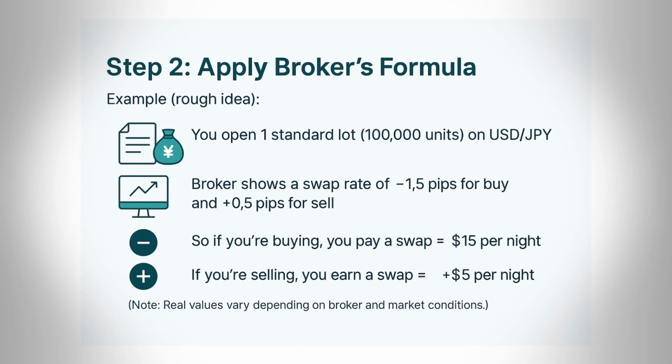So let's say you open one standard lot on USD JPY and your broker shows a swap rate of minus 1.5 pip for buy and plus 0.5 pip for sell. If you are buying, you pay a swap of minus $15 per night, and if you are selling, you earn a swap of $5 per night. Please note that real values may vary depending on broker and market conditions.